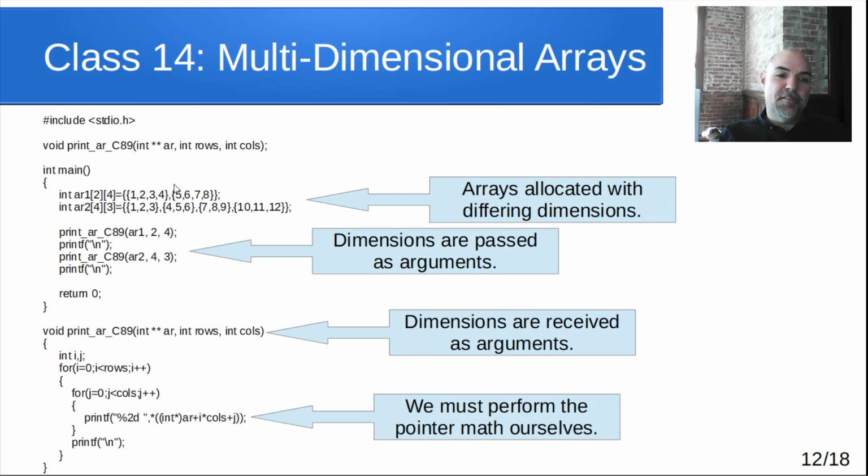All right, so looking at this, a couple of things are different. I made two arrays. I have AR1 that's still 2 by 4, and then I made AR2, which is 4 by 3. Completely different organization. So this is 4 groups of 3 elements each, where the other one was 2 groups of 4 elements each. Well, we're going to use this same function, this print AR C89 function.